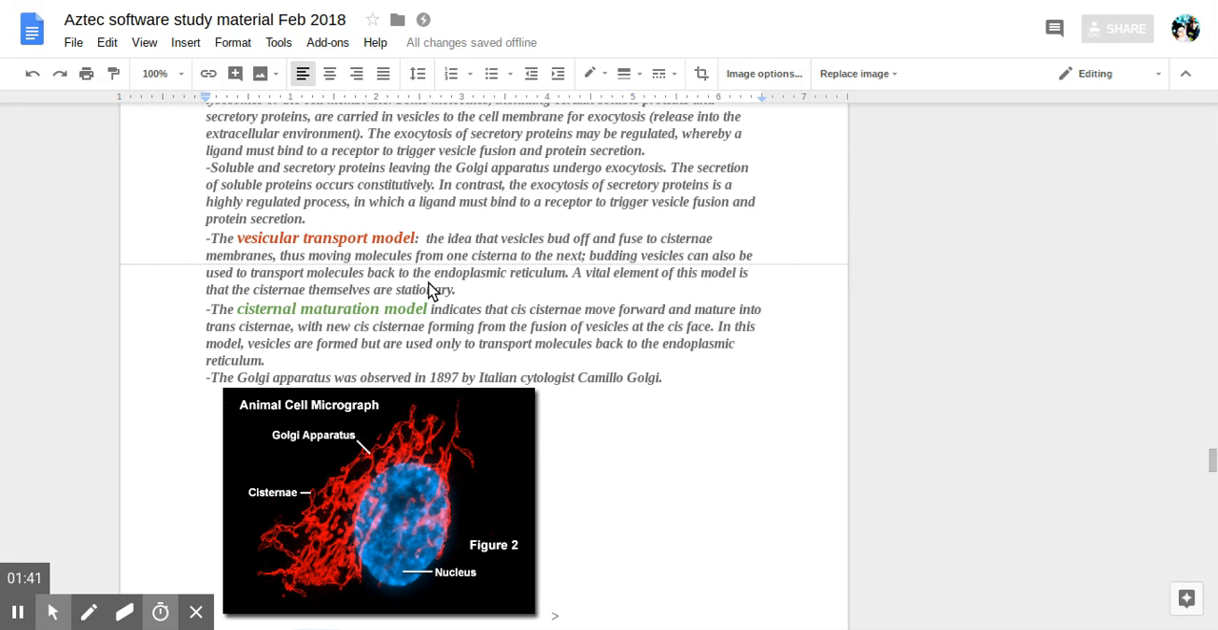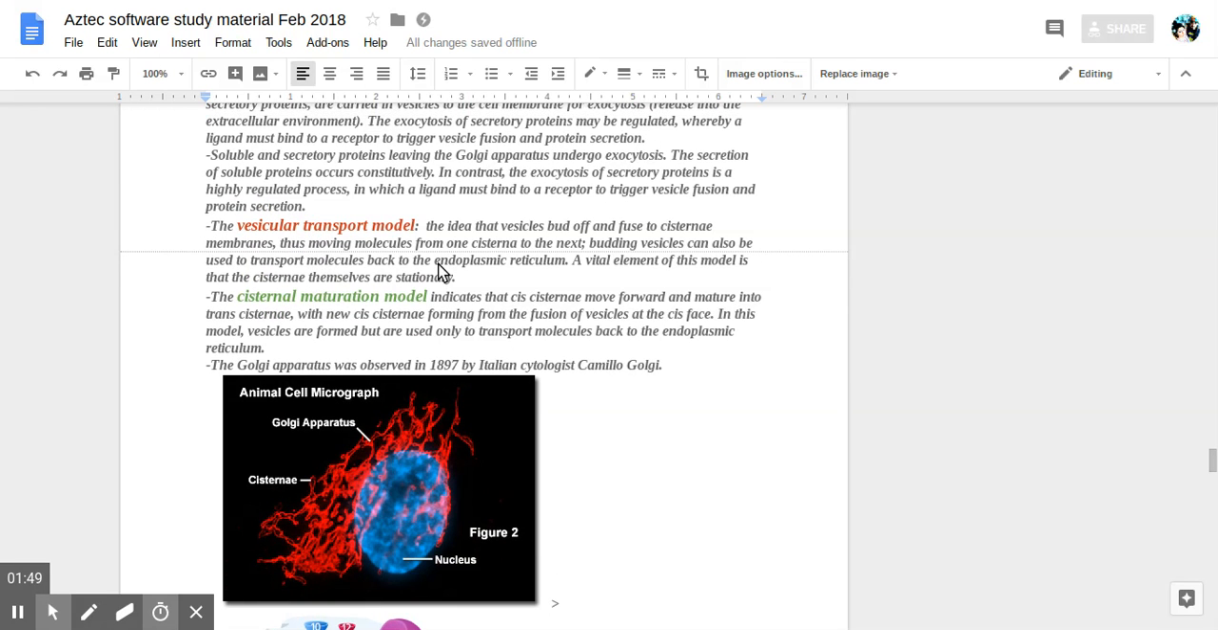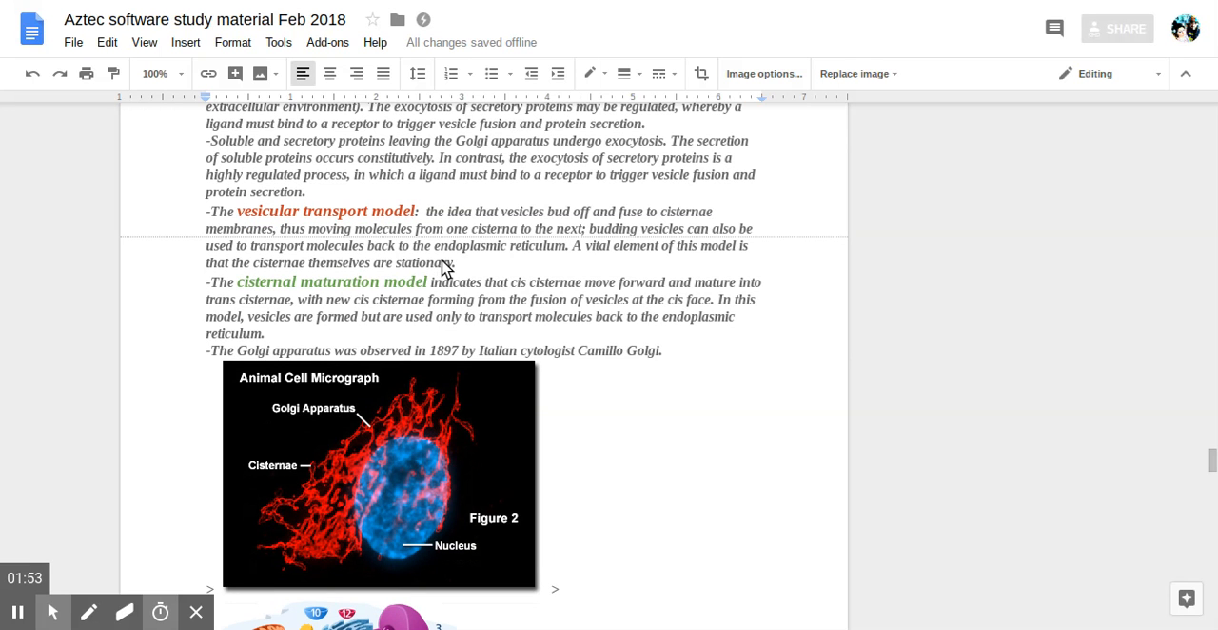Soluble and secretory proteins leaving the Golgi apparatus undergo exocytosis. The secretion of soluble proteins occurs constitutively. In contrast, the exocytosis of secretory proteins is a highly regulated process in which a ligand must bind to a receptor to trigger vesicle fusion and protein secretion.